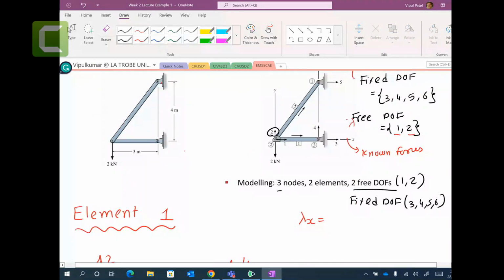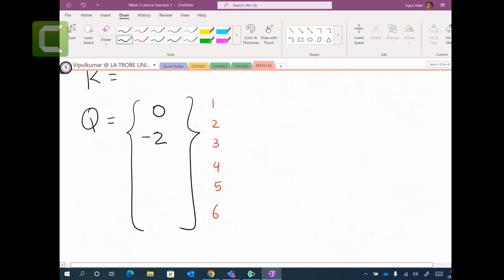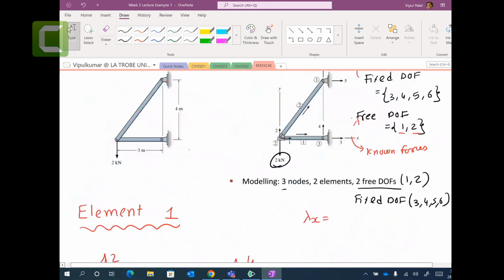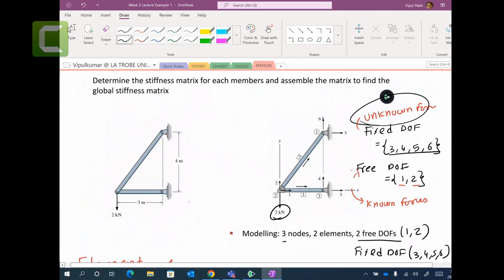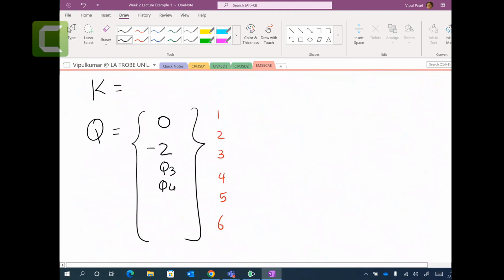What about the second one? Yes, there is a force going in the second direction, and this force is opposite because upwards is positive, but this force is going down. So therefore I put Q2, but it would be minus 2. We don't put the unit, just keep it consistent that we are working in kilonewtons. So minus 2. And all other forces, 3, 4, 5, 6, are unknown, so we put Q3, Q4, Q5, and Q6.